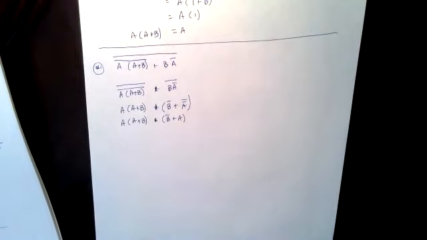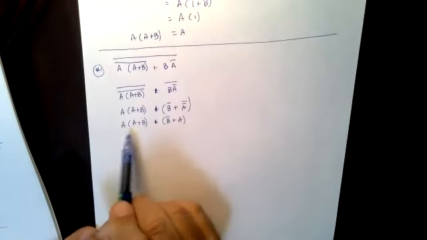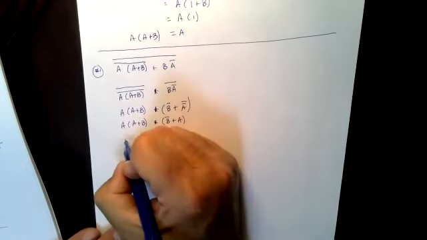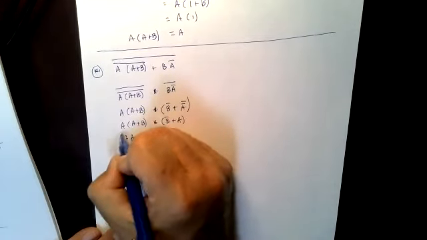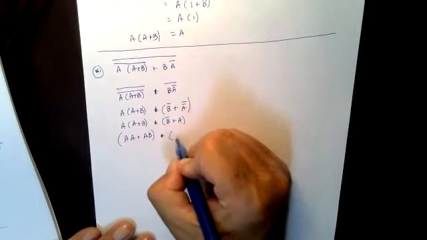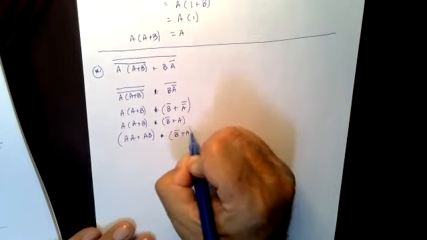Professor, do you want the law next to it when we prove it? No, I'm just trying to point them out now so you see where they are. And again, the more of these you do, the quicker you'll get. You won't need to look at the identity sheet. I'm going to take this first one and distribute: A plus AB, and that's going to be times not B plus A.